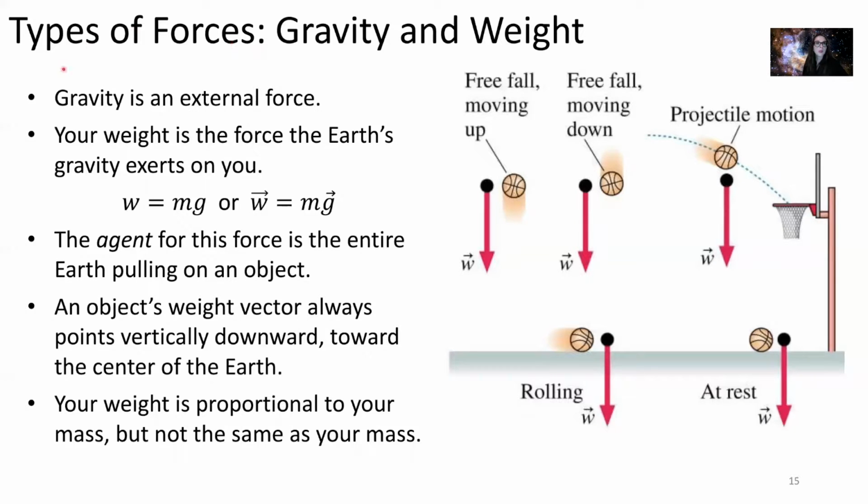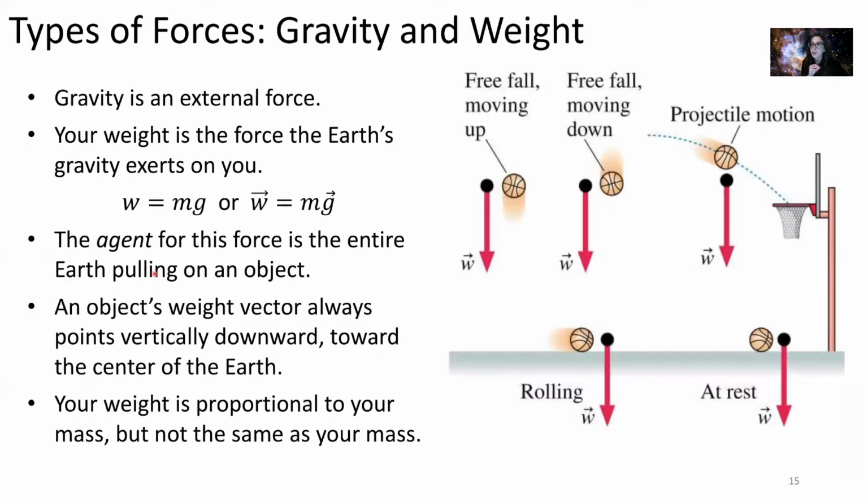So this first force that we're going to talk about is gravity and weight. Gravity is an external force. Your weight is the force that the Earth's gravity exerts on you. So sometimes I'll write it as W for weight is equal to your mass times gravity. But this is also a vector too, so you could put vector arrows on top of it. The weight is equal to the mass times gravity.